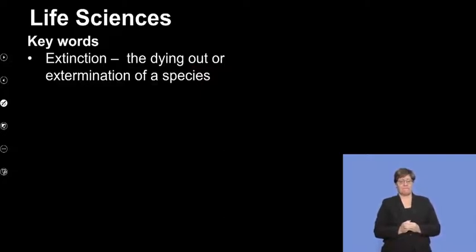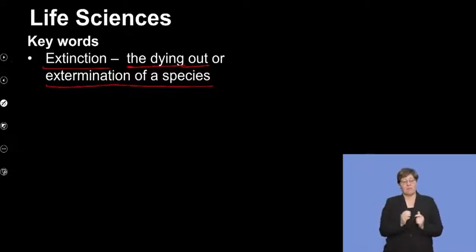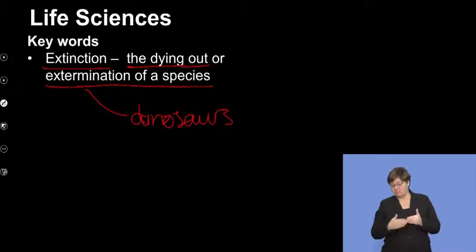The next term we're going to have a look at is extinction, and extinction is a very important concept to know, because this is where organisms that have existed on Earth die out. Once they've died out, that species or those organisms are no longer on Earth. We have extinction events, and we've learned about mass extinctions, and a good example of an extinct group of organisms are the dinosaurs. They have become extinct.